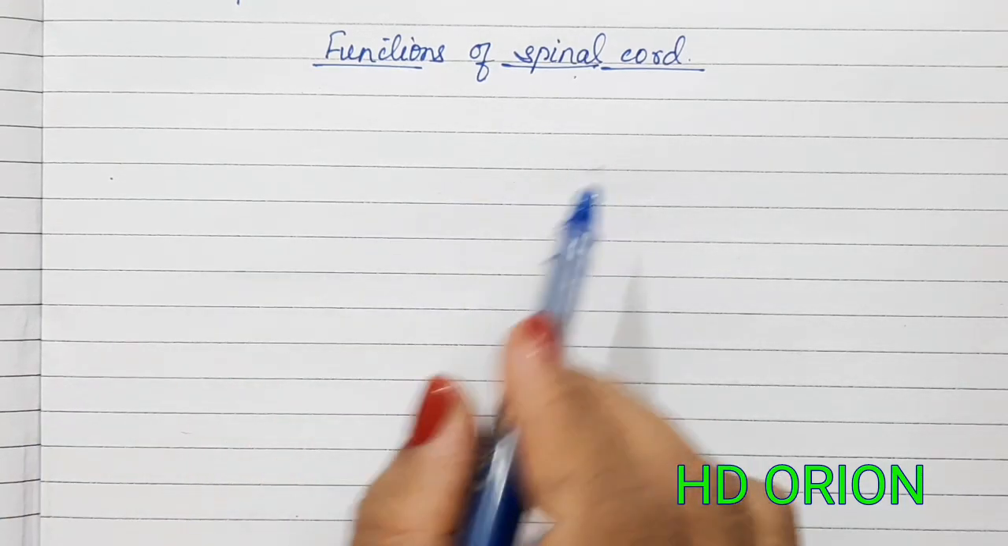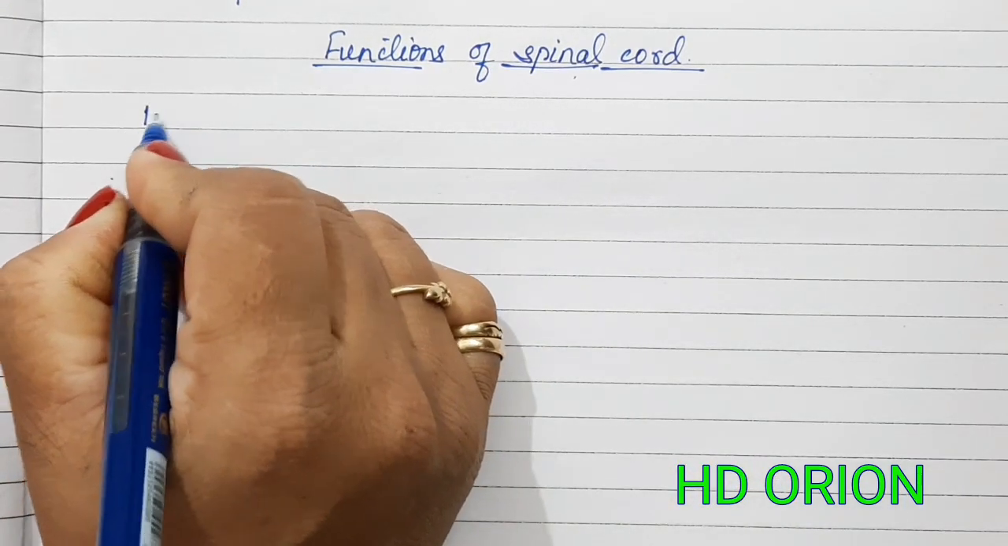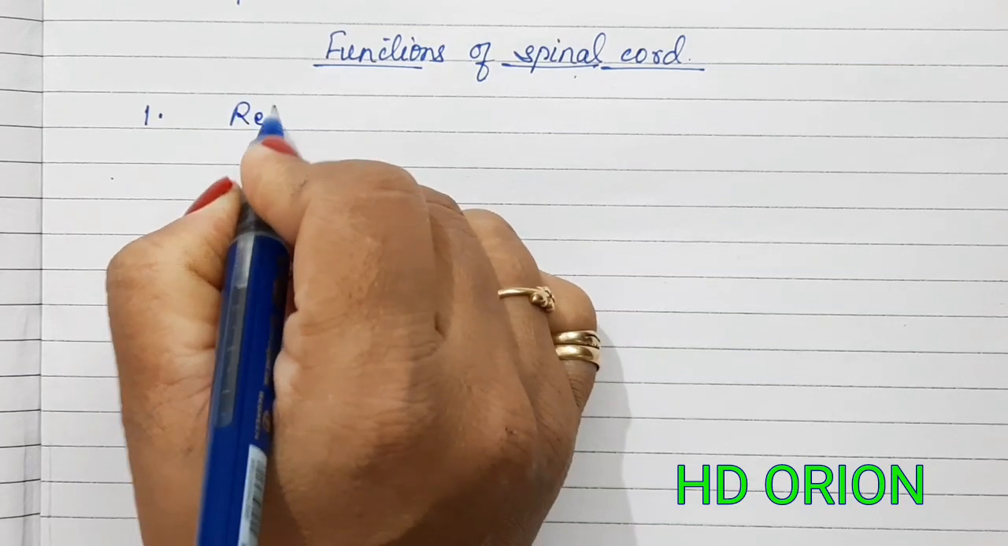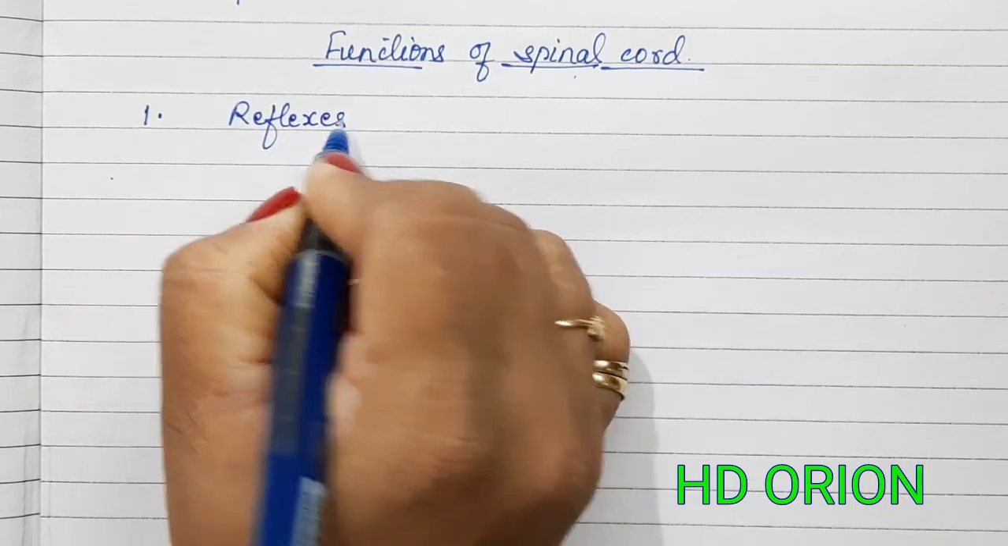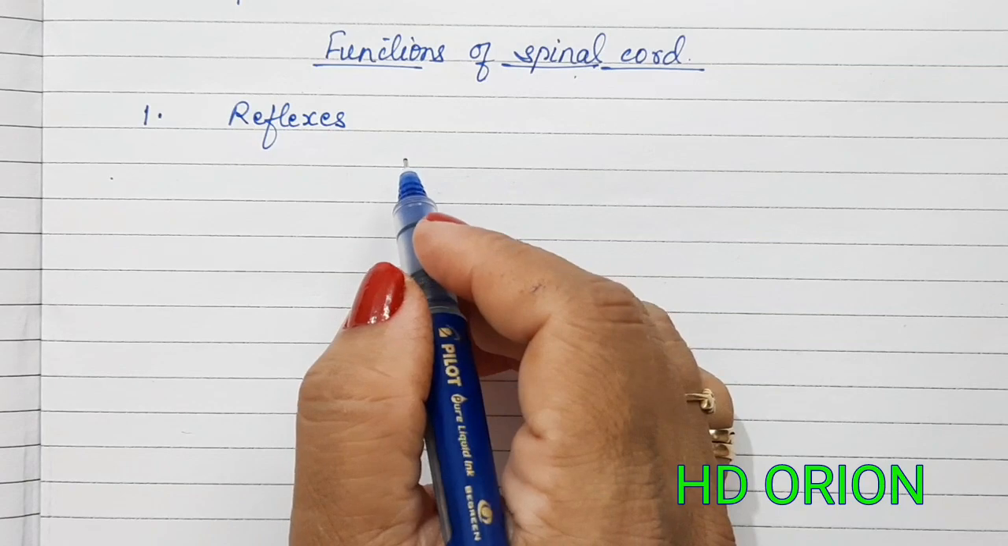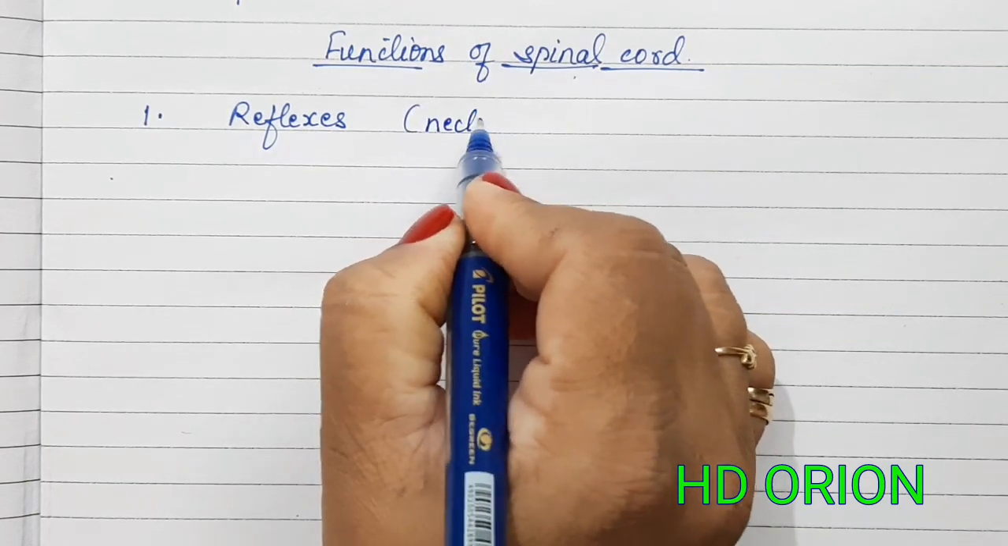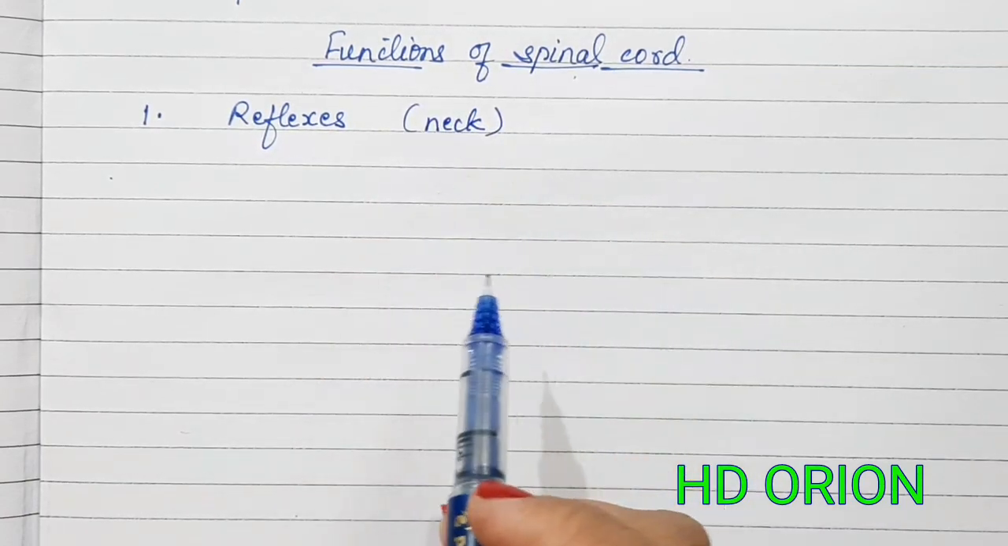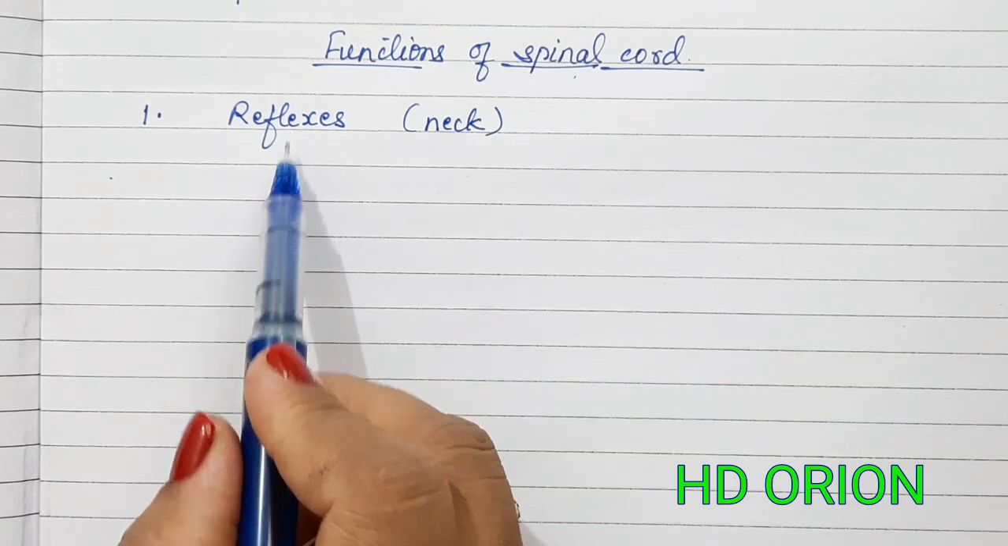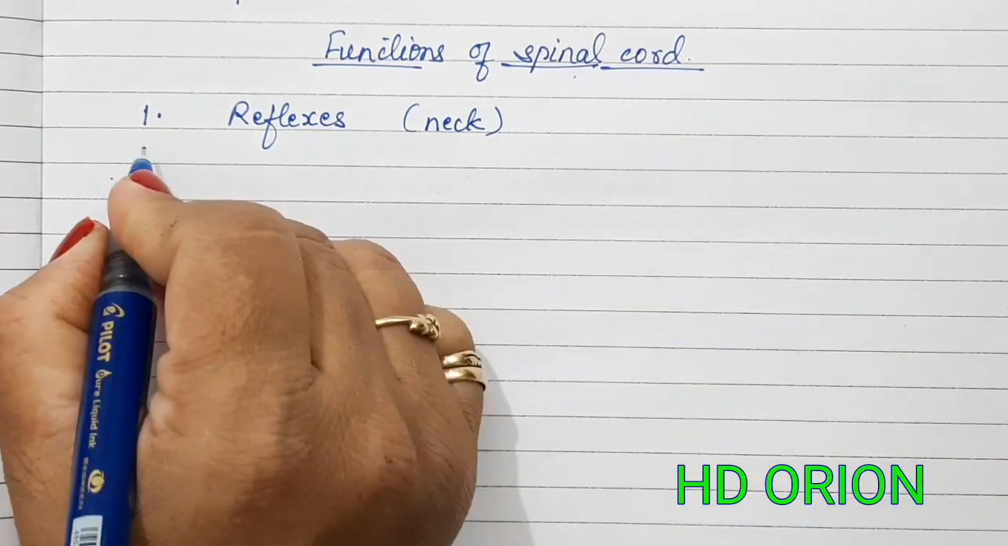Spinal cord performs major three functions. First, it helps the reflexes to flow below the neck. Above the neck is the brain, so it is responsible for all the reflexes, but what is present below the neck is controlled by the spinal cord.